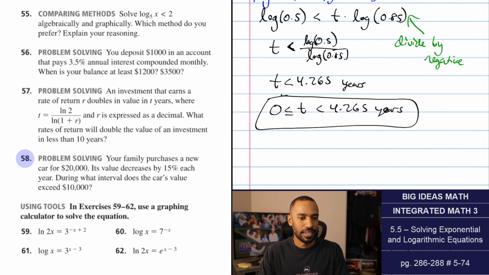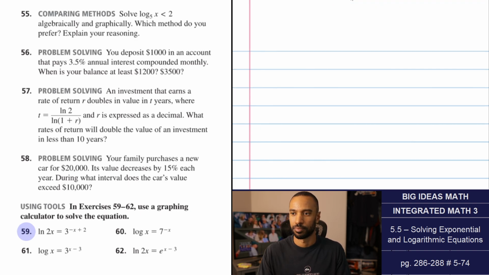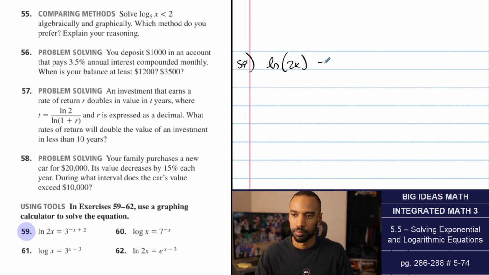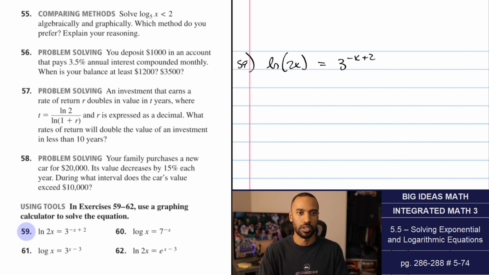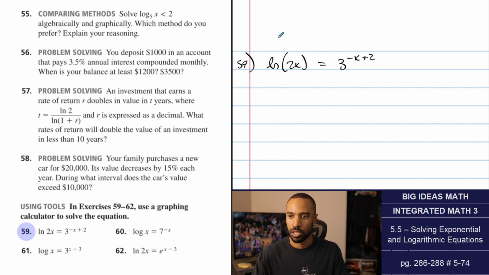Okay, numbers 59 to 62. Use a graphing calculator to solve the equation. Fair enough. They requested it. We shall do it. Not inequalities, they're just equations, so we'll go straight into it. We're going to set y equals for both of these. Let's say I can call this y1 and y2. We want to see when they intersect.